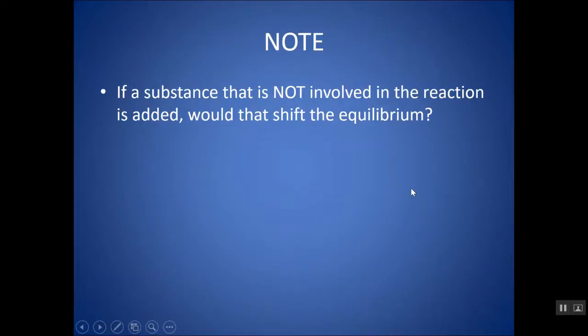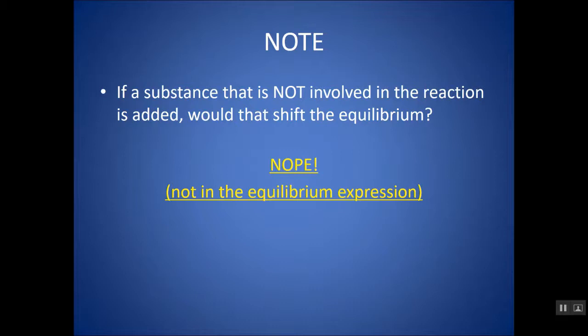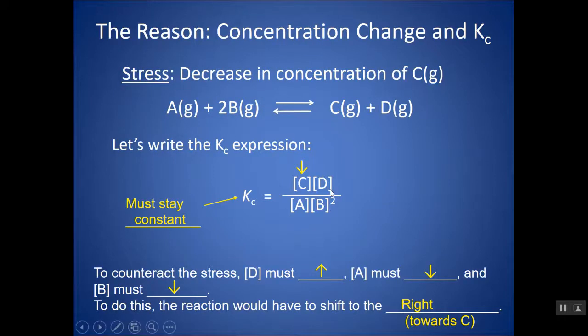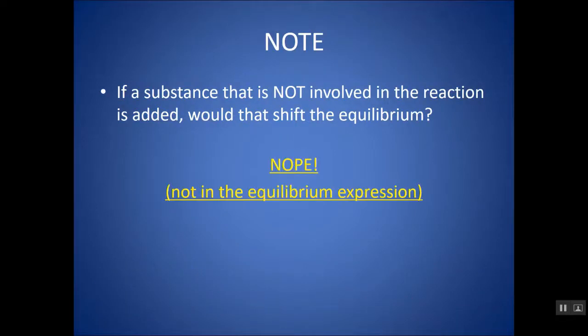Okay. Question: if a substance that's not involved in the reaction is added, would that shift the equilibrium? Nope, it's not in the equilibrium expression. So if I go back into this kind of explanation based on the equilibrium constant expression, if I had some other element E and I added it to the system, that's not changing my concentrations of anything involved in my equilibrium expression and anything involved in this reaction here. So it's not going to make a difference. If it's not a substance that's in my equilibrium expression, it's not going to have any effect on shifting the reaction. The reaction can remain at equilibrium and it will not shift.